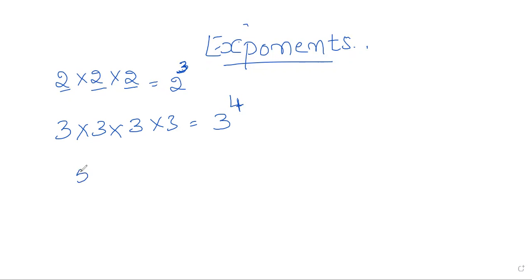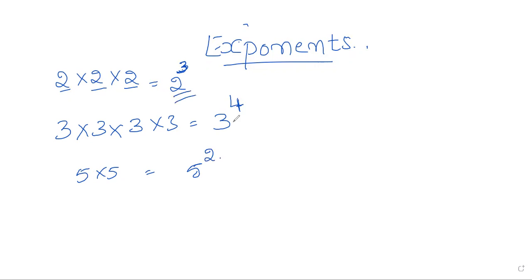Okay, take another example. 5 into 5. So which number will you write here? Write the number which we multiplied. Write 5 to the power of. How many 5's are here? 2 5's. We have multiplied 5 how many times? 2 times. So that 2 will be here.